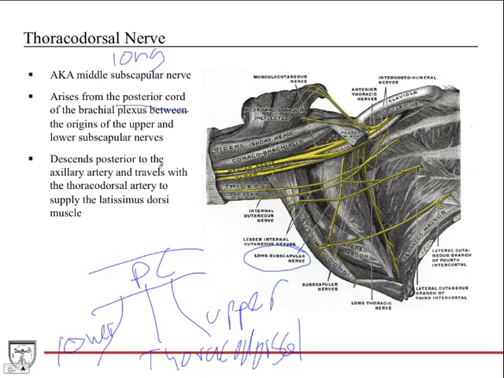It descends posterior to the axillary artery. So as you can see here, here's the axillary artery, and then it's descending behind that, and then it reemerges here. And then it travels with the thoracodorsal artery to supply the latissimus dorsi muscle. So it's traveling here, and then at this point, the subscapular artery comes down here, gives rise to the scapular circumflex, which goes that way, and then you have the thoracodorsal artery that comes down, travels with the thoracodorsal nerve to supply latissimus dorsi.